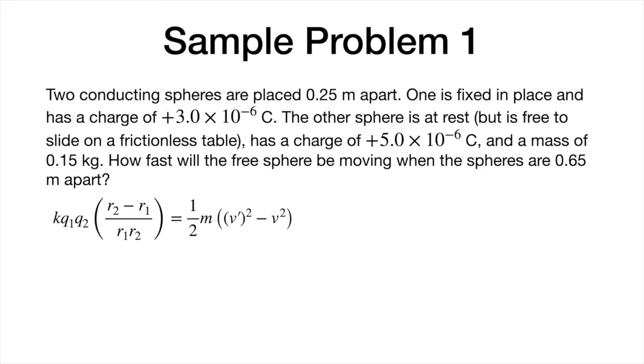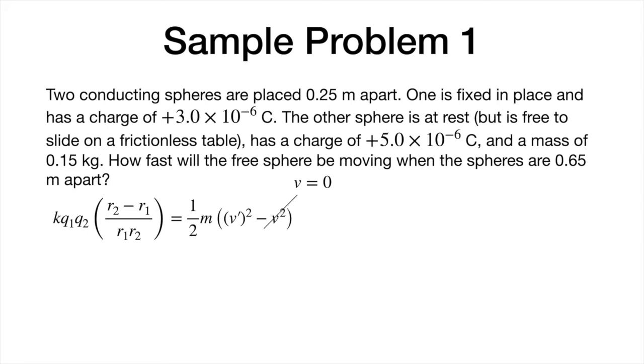Okay, hopefully you're back, and hopefully you got this result. You realize that V, the starting speed, is actually 0 because the sphere that's moving is initially at rest. I think it says that. Yeah, the other sphere is at rest. Yeah, there it is.